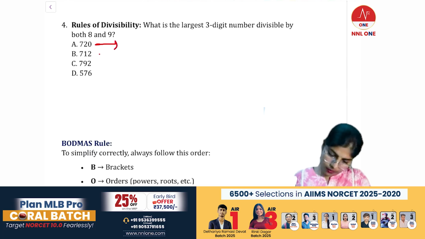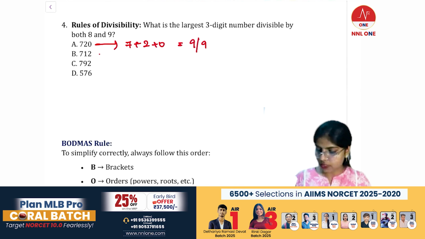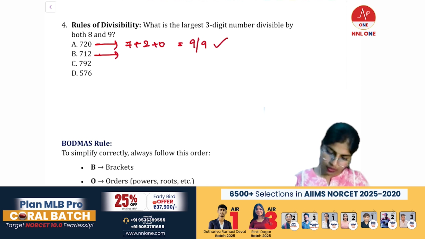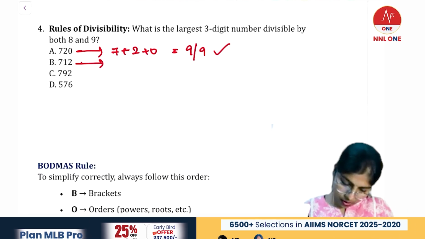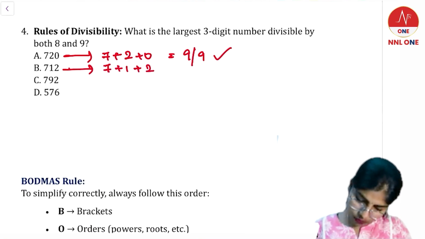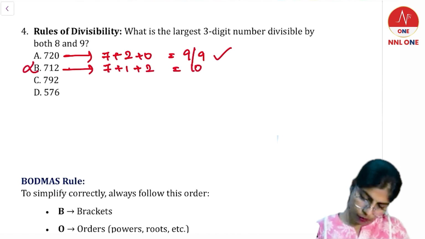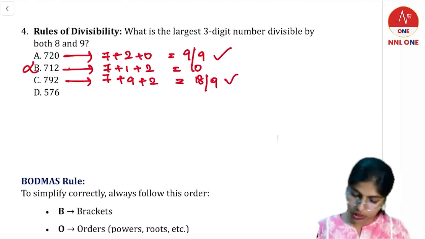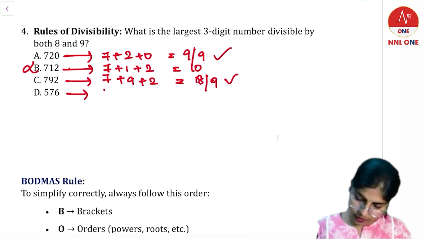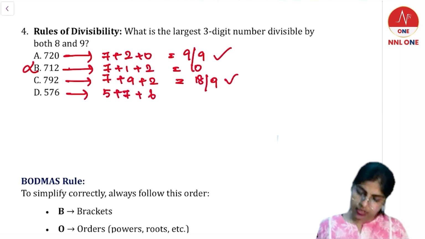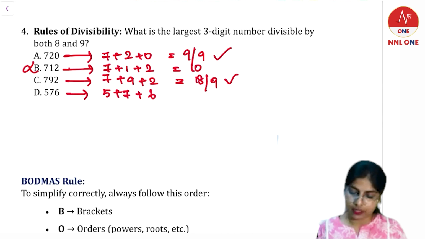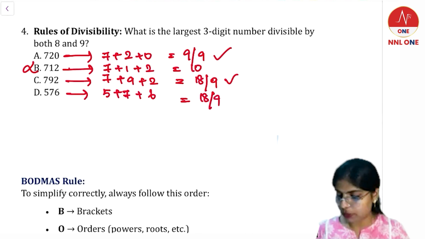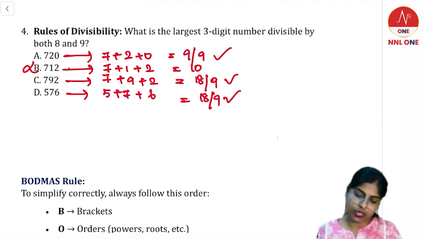First, we'll go with the sum of the digits. 7 plus 2 plus 0 is 9. 9 is divisible by 9. So this applies for the first option. Next, 7 plus 1 plus 2 is 10. So this does not follow. Next, 7 plus 9 plus 2 is 18. 18 is divisible by 9. We'll check if it is divisible by 8 also. Next, 5 plus 7 plus 6. 7 plus 5 is 12. 12 plus 6 is 18. So it is also divisible by 9. So we have to check 3 options. We can only decline the B option.